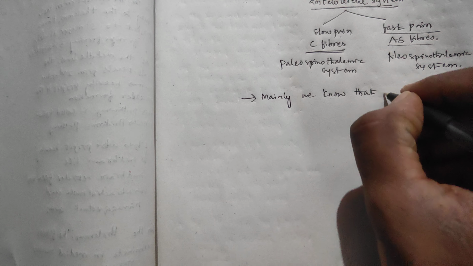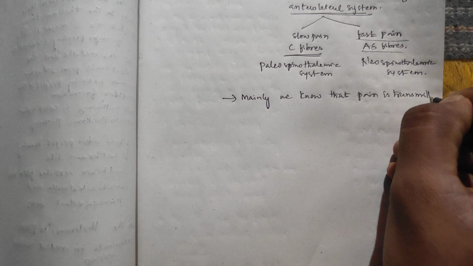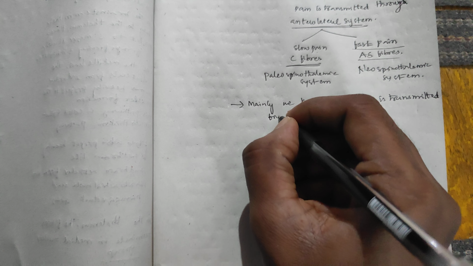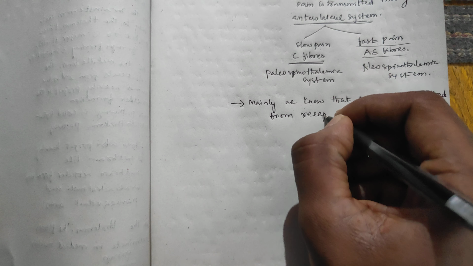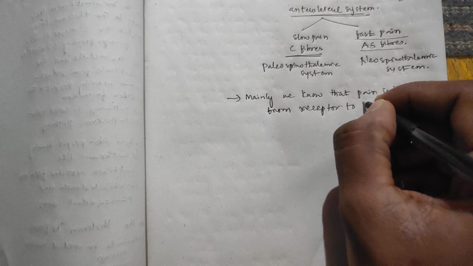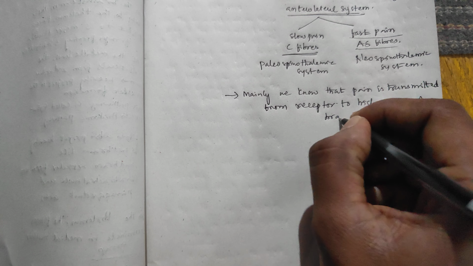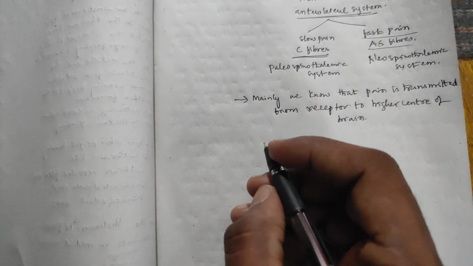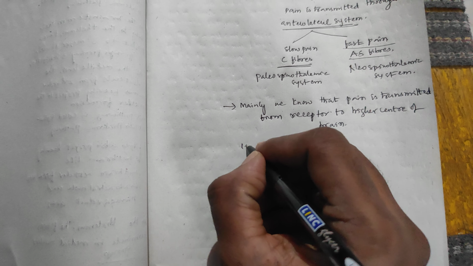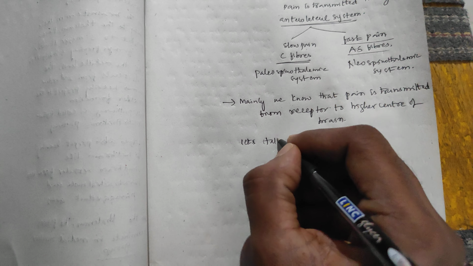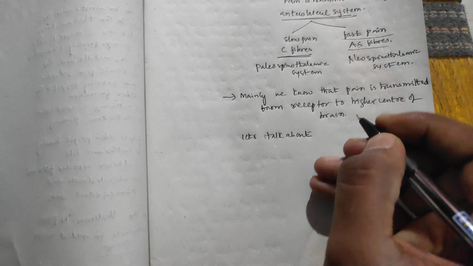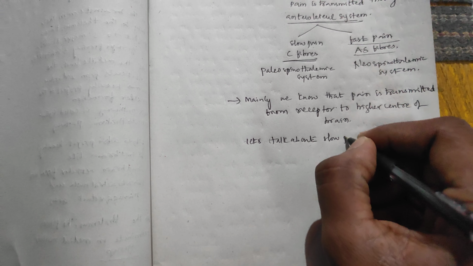Mainly, we know that pain is transmitted from the receptor to the higher center of the brain. Let's talk about slow pain.